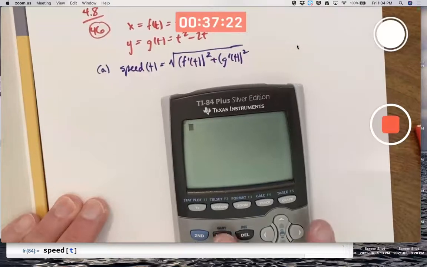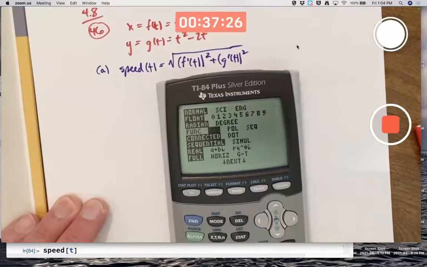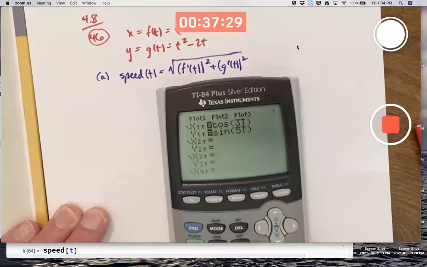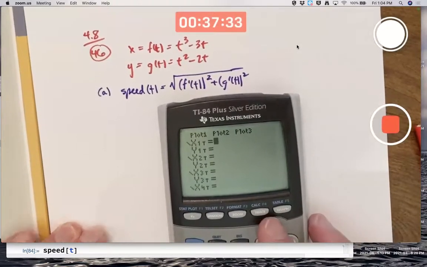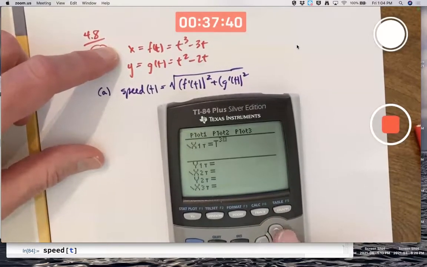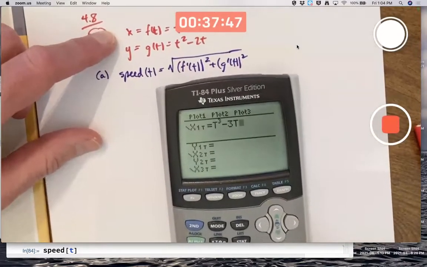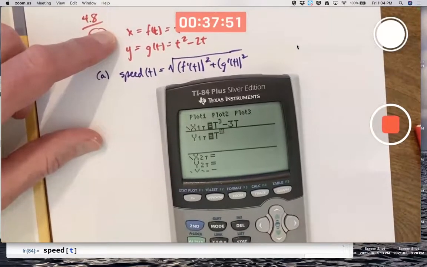So remember, go to your mode, go to parametric mode, y equals. So our example here, f is the x coordinate, that's t cubed minus 3t. By the way, the t's show up just when I press the x button when I'm in parametric mode. And y is t squared minus 2t.